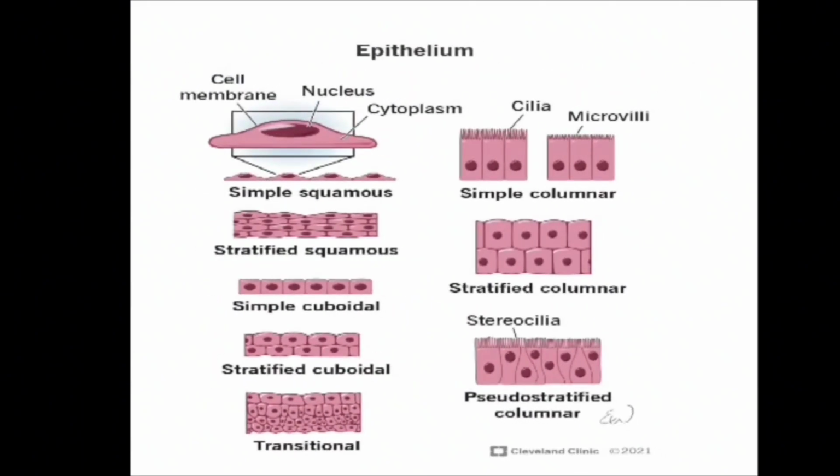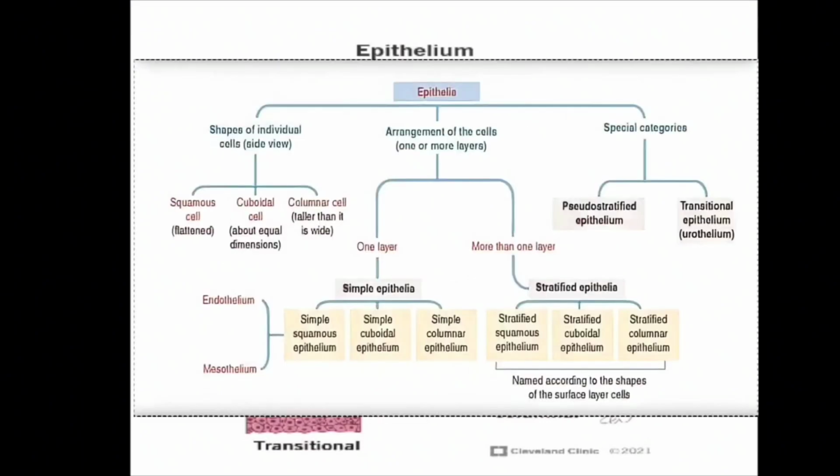So in cell layer, you see in simple squamous the single layer. Then in stratified squamous, they will have multiple layers. In simple cuboidal, the size is same, length and breadth, but they are in a single layer. Then in stratified cuboidal, they have multiple layers. In transitional, according to the function, they will change the property. Change in the cell will be seen.